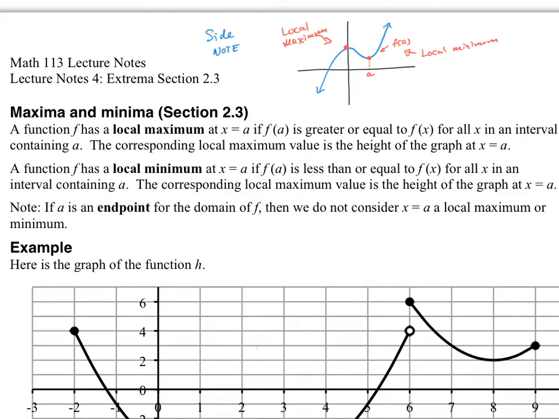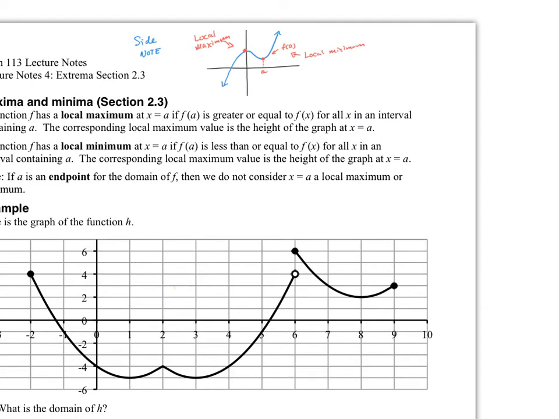And you can actually have more than one local minimum and more than one local maximum. For example, you can have something that looks like this. And these will be local minimums, and this will be a local maximum. Okay, so that's pretty much what it means.